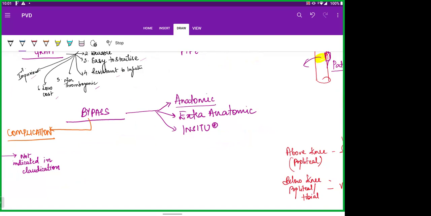I think the 80% is probably correct. The patency rates range from 65 to 80% for the vein, and about 40 to 60% for PTFE or Dacron graft. Yes, sir, that's right.